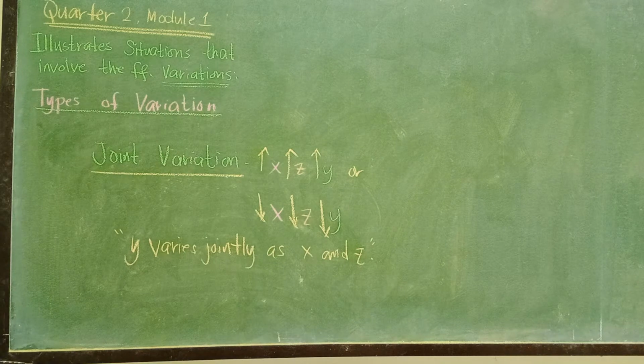Ganyan. Y varies jointly as x and z, or y is jointly proportional to x and z. Now we have the following example para sa joint variation. Most of the time, ang example dito yung mga bagay na may 3 dimensions tulad ng isang cube. Now, for number 1, the volume of a box increases as the length and width increases. So, yung volume of a box is jointly proportional to the length and width.